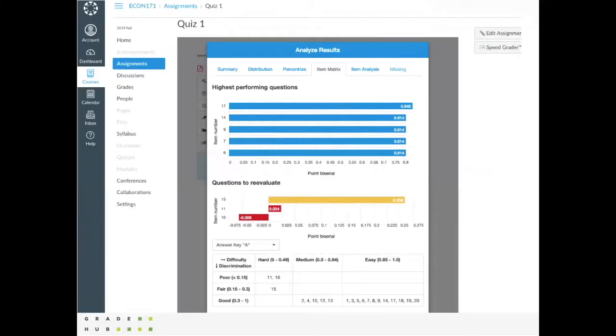So like our previous installments, can we go through the item statistics here in a GradeHub report to see how you interpret this one report, which we call our item matrix tab? Sure, and I have to say, I think this is my favorite tab. I just love the information here.